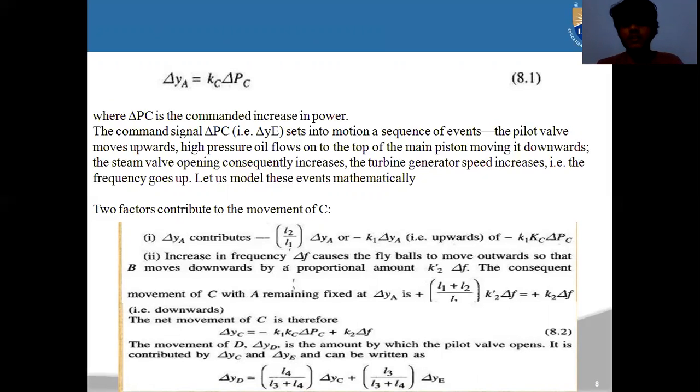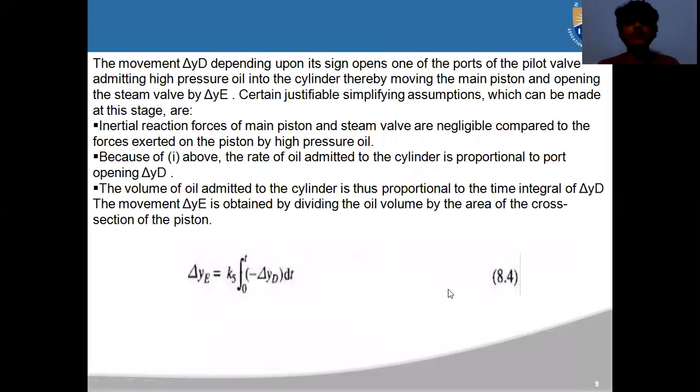And the movement of D, that is delta Yd, or change in the D position, is the amount by which the pilot valve opens. It is contributed by delta Yc and delta Ye, and can be written as delta Yd equals L4 by L3 plus L4 into delta Yc plus L3 by L3 plus L4 into delta Ye. So the movement of this delta Yd, depending upon its sign, opens one of the ports of the pilot valve, admitting high pressure oil into the cylinder, thereby moving the main piston and opening the steam valve by delta Y.